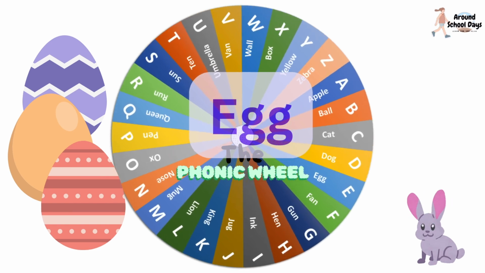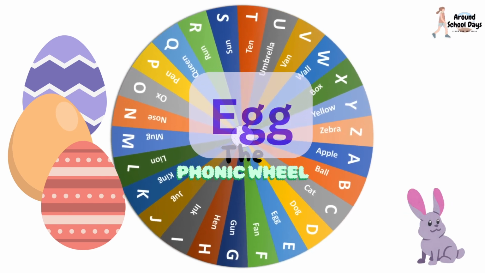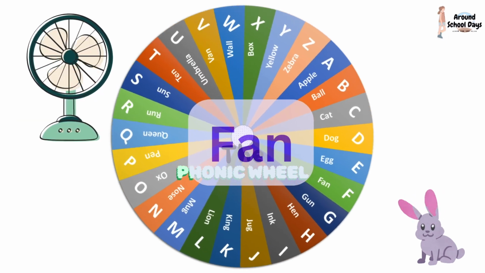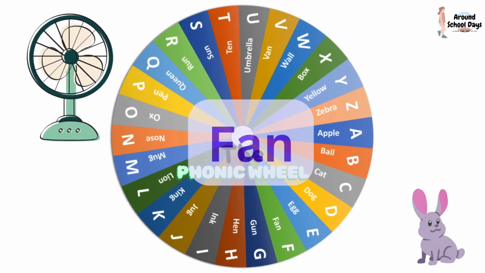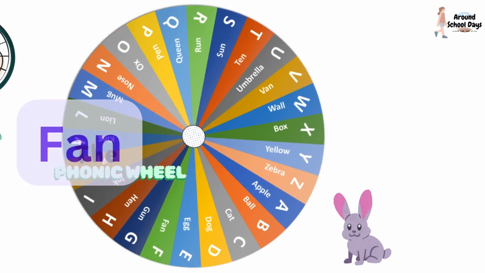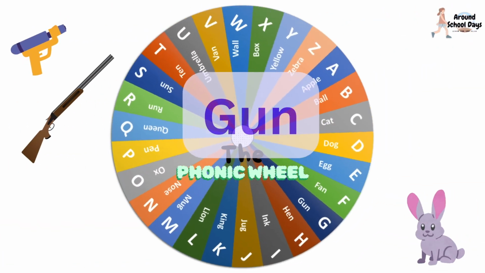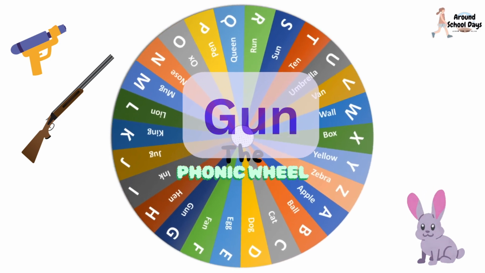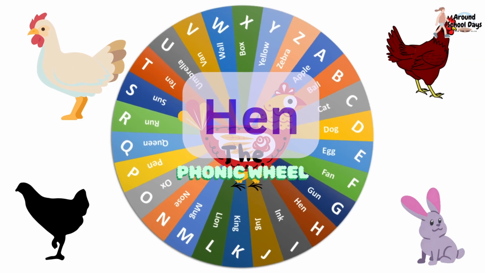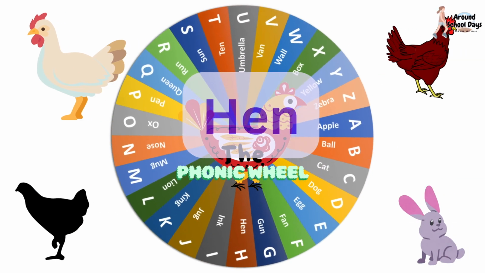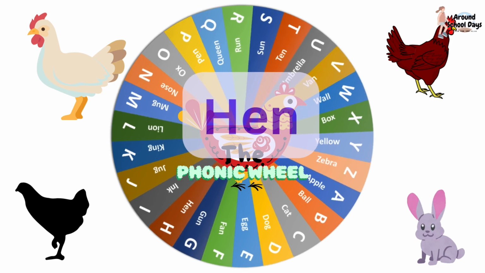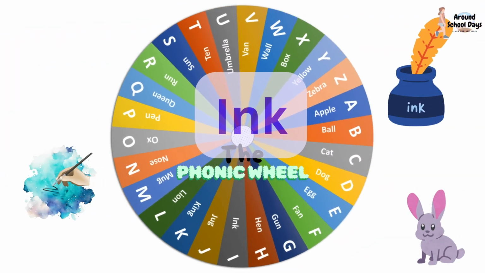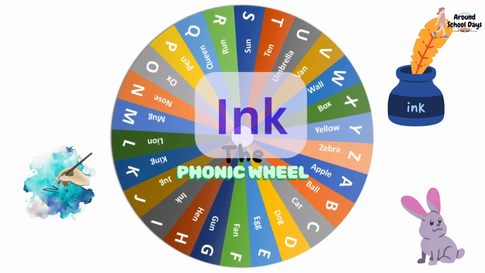E says E, as in egg. F says F, as in fan. G says G, as in gun. H says H, as in hen. I says I, as in ink.